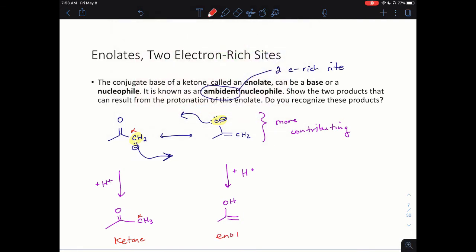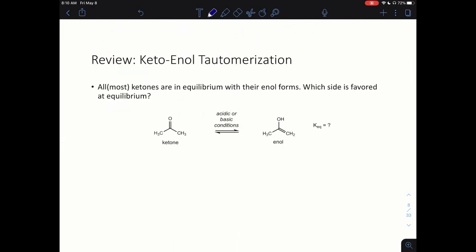Yeah, the enol. And of course, what do we know about ketones and enols? Yeah, they're actually in equilibrium with one another. Can you recall which side of this equation is favored at equilibrium? Yes, the left side. So for most ketones, the equilibrium constant is much less than 1. And this is primarily due to the C=O double bond being stronger than the C=C pi bond. That's the primary driving force, or reason, why the ketone is favored at equilibrium.